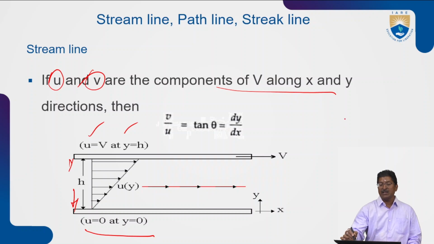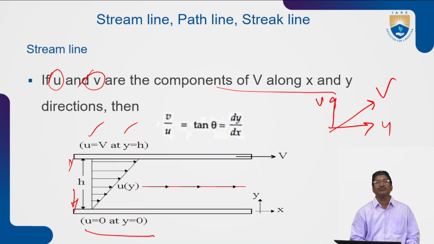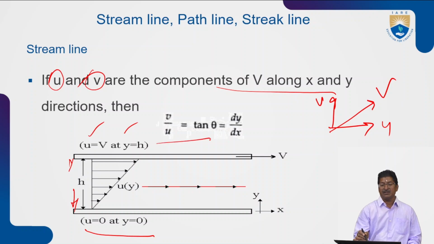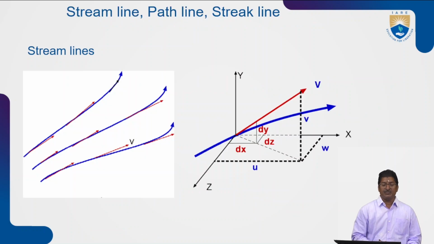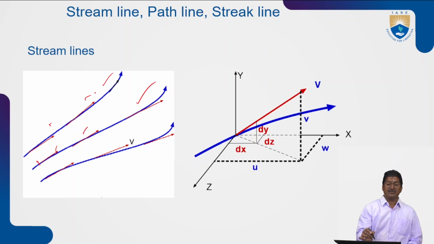So if it is a capital V, then small u is like this, small v will be like this. So u by v is equal to tan theta, that is equal to dy by dx. So it is the direction of velocity here. Streamlines you can see here. All these are the streamlines. At any point these are the tangent lines, tangent to the velocity of flow. So this is the velocity of flow.